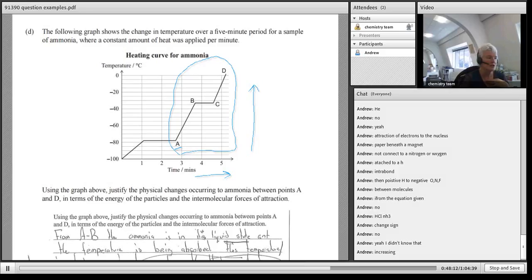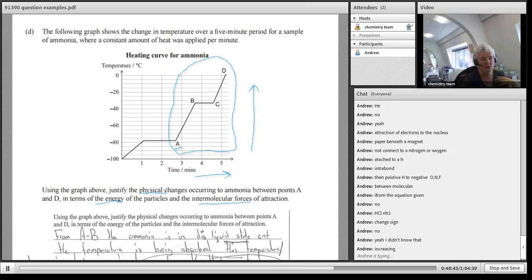Increasing, correct. So basically you've got to justify the physical changes. You first have to identify what the physical changes are, and then you've got to explain why it changed. And remember, by physical changes, we're talking really about gas, liquid, solid. Then you've also got to explain it in terms of the energy and the intermolecular forces of attraction. You can't just discuss energy without the intermolecular forces of attraction, because then you aren't answering the question completely.